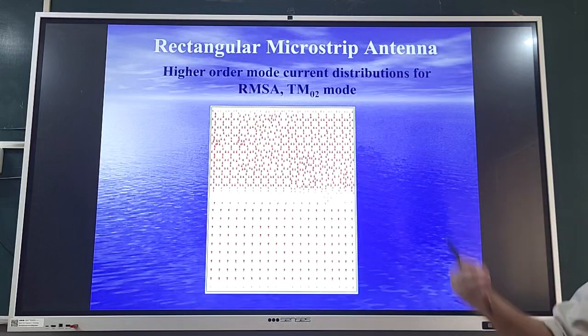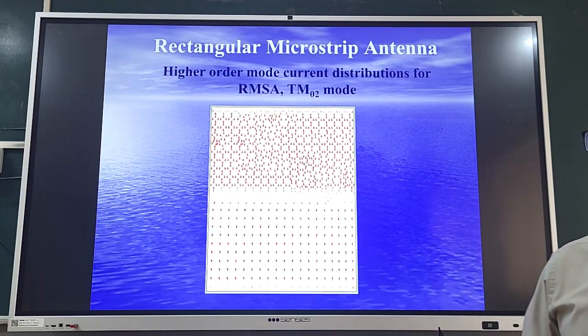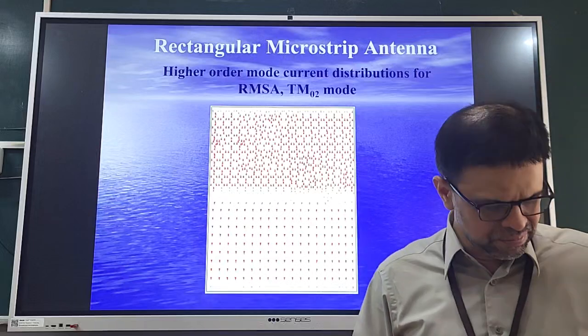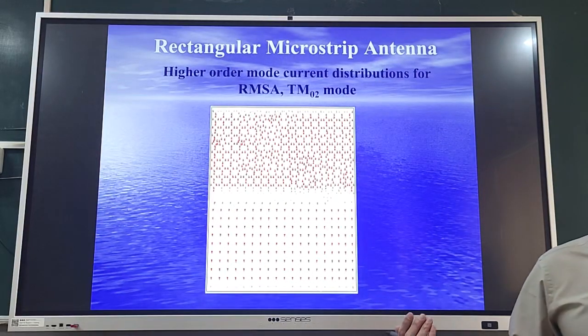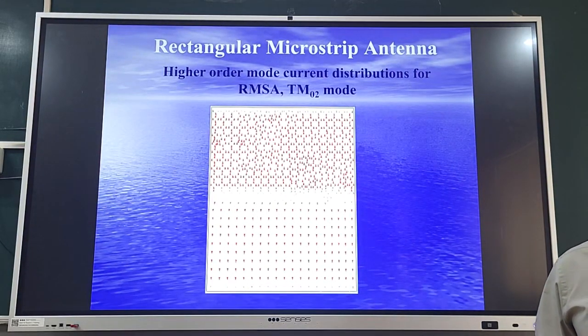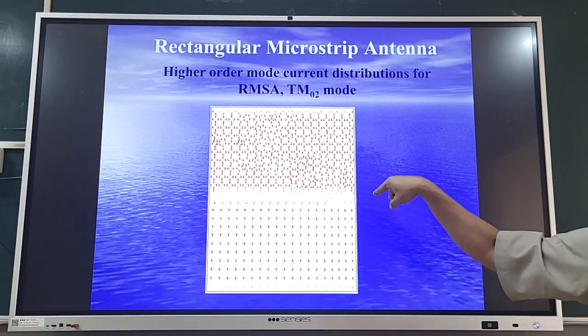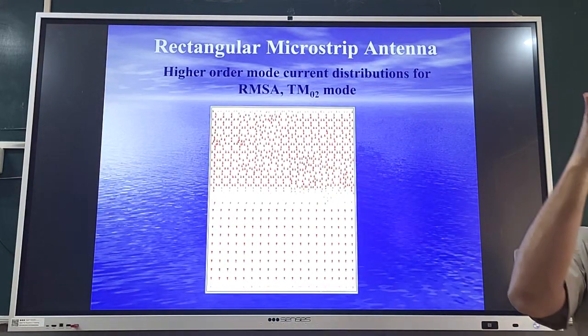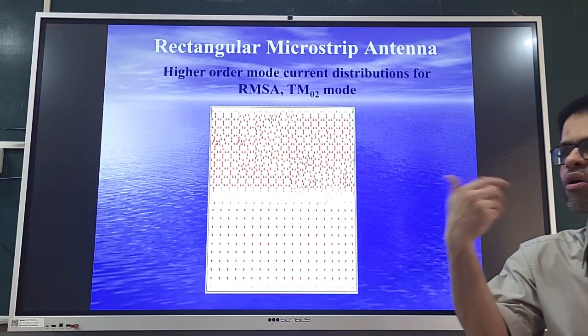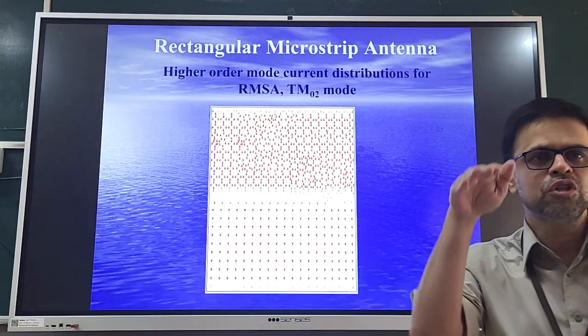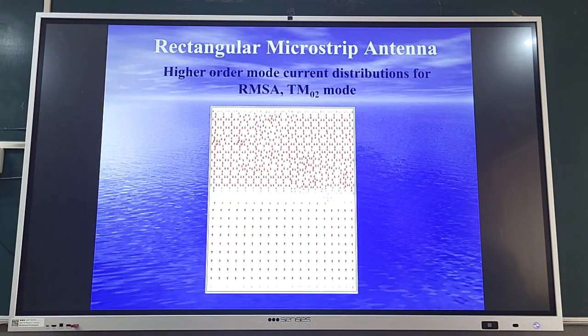And in fact, modified ground plane structures, which are called defected ground plane structures, or even the shorting mechanism, have been used in the literature recently for reducing this cross polar, because if I can chop off this higher order mode contribution coming at the lower order mode, definitely I can improve my cross polar level. Minus 30 dB can be brought down to minus 50 dB. Means what? With respect to the copolar level.